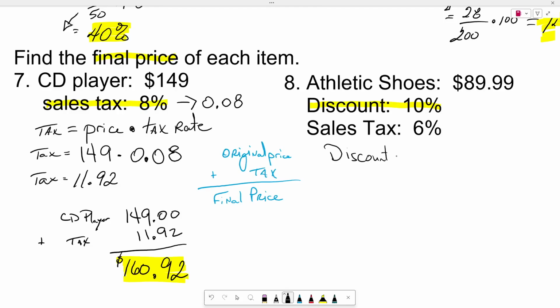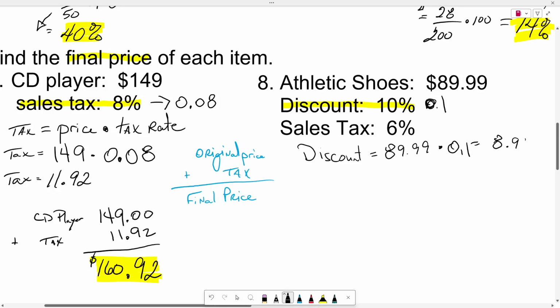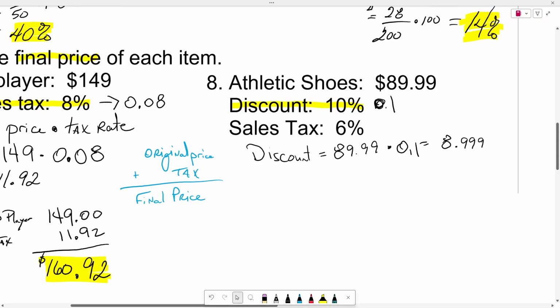Well, to find my discount, I'm going to do $89.99, and multiply that by 0.1, because remember I have to change this into a decimal, 0.1. So I'm going to see that I get 8.999 as my discount. Well, I can't have 8.999, so I round that to the penny and I see that it is $9. So I'm going to take $9 away. So I subtract my discount.